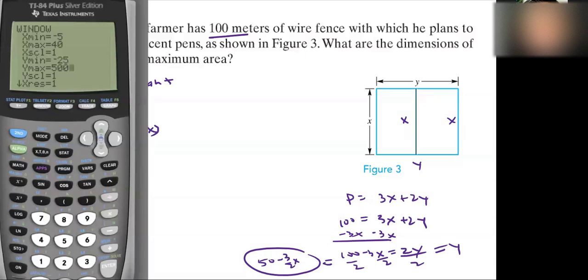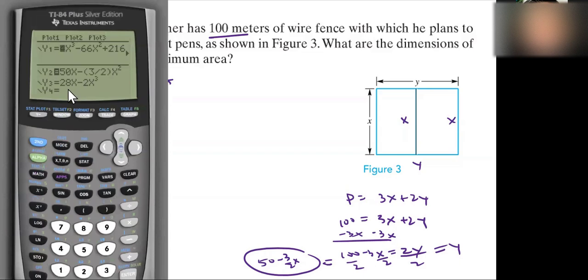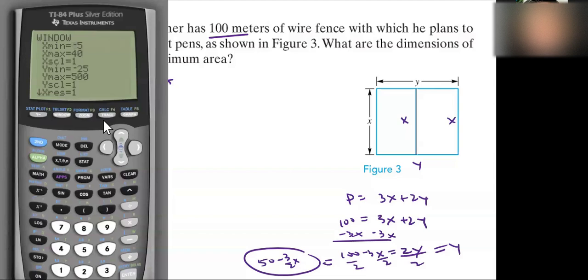So I wrote down my equation here: 50x minus 3 halves x squared. Then I need to change the window. I have -5 as my x minimum, 40 as my x maximum, y min is -25, and y max is 500. All right, then I'm going to hit graph, and that's what we get there.